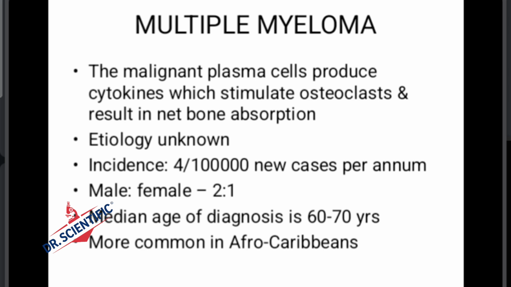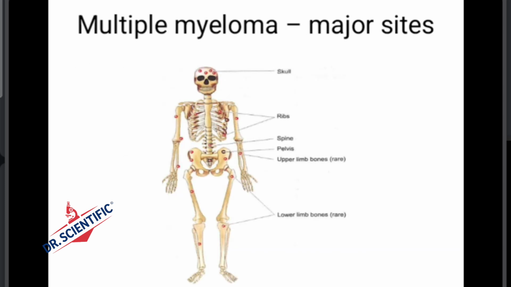And then you can see the next diagram basically showing the major sites where you will find multiple myeloma. In the skull, in the ribs. It is less common in the upper limb. But the skull, the ribs, it can affect the pelvic bones. It can affect the lower limbs, although it's still rare there. More commonly it will be the pelvis, the ribs, the vertebrae or the spine, and even the skull.